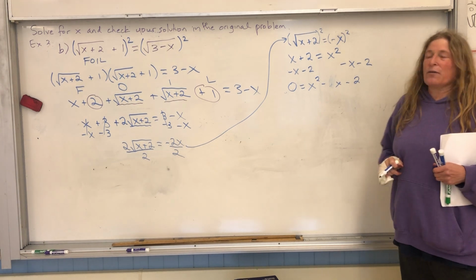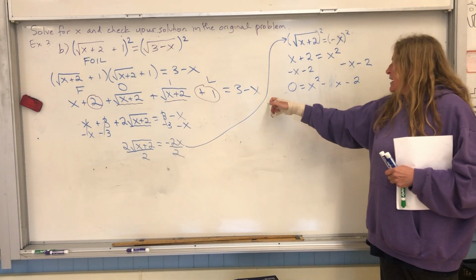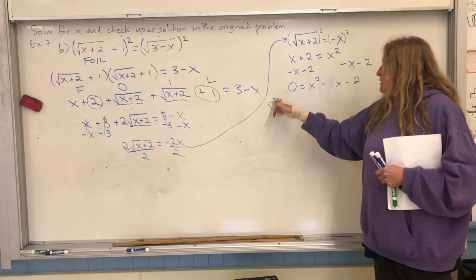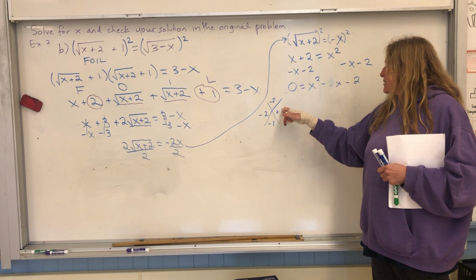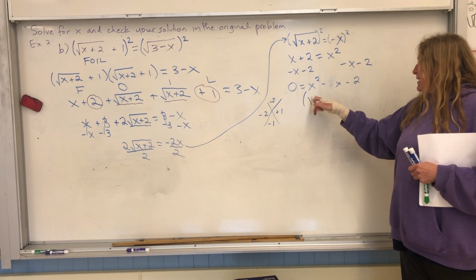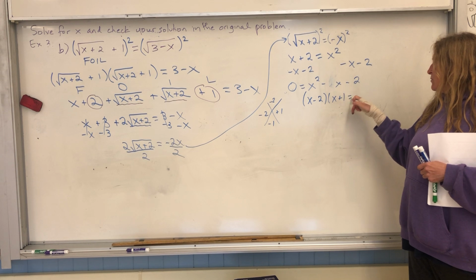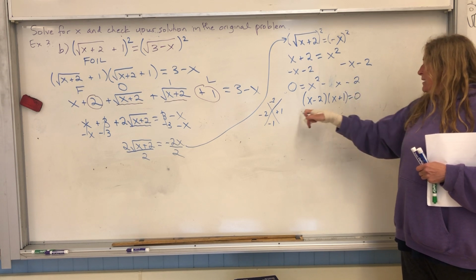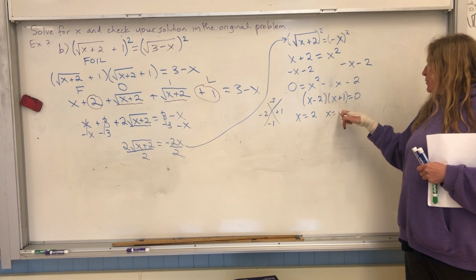Okay, so that's what we get when we get 0 on one side. So two numbers that multiply to negative 2 and add to negative 1. Those happen to be negative 2 and positive 1. So I get x minus 2 times x plus 1 equals 0. And two answers, x equals 2 and x equals negative 1.